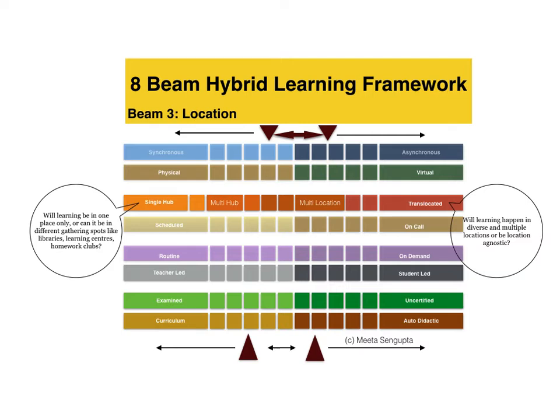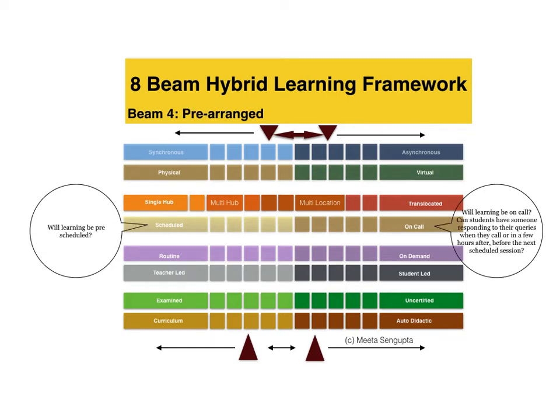Or will it be translocated? Translocation is, of course, the quick and the cutting edge of hybrid learning. And we ask, will learning happen in diverse and multiple locations, or will it be location agnostic? Translocated hybrid learning really doesn't care which location you're in. They don't care to say, it has to work everywhere.